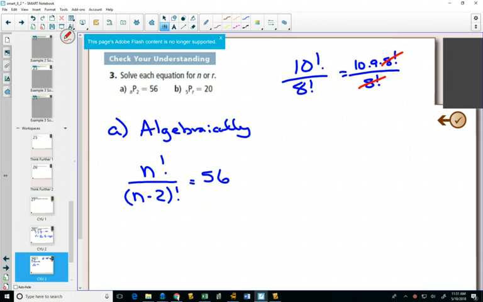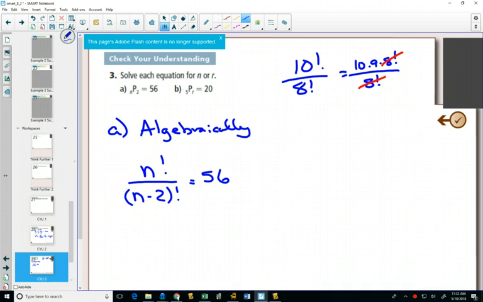And with real numbers, which one did I expand? I expanded the bigger number, because eventually I'll get to the smaller number. So when we get to variables, the first thing you have to decide is which is bigger, the n factorial or the n minus 2 factorial. And in this case, the n factorial is bigger. So we start expanding it with the definition.